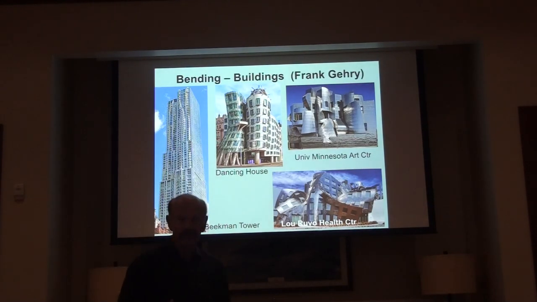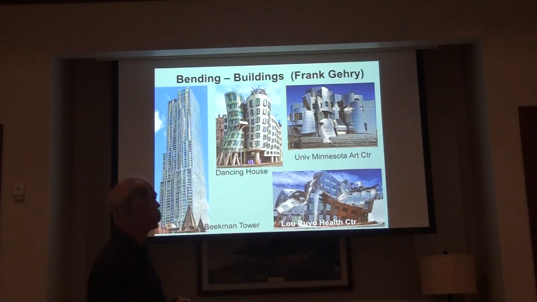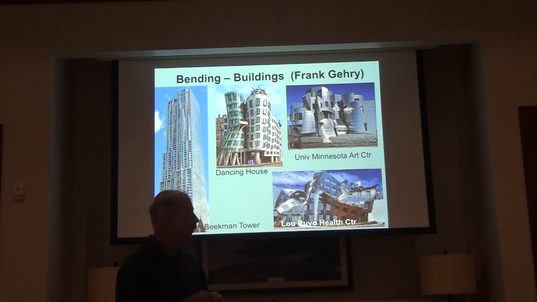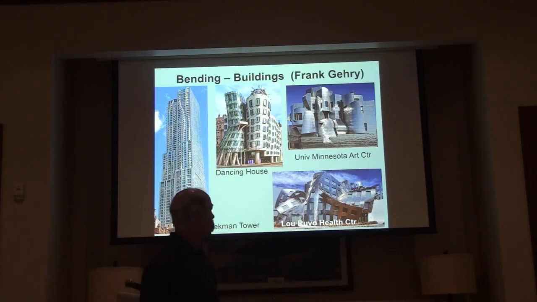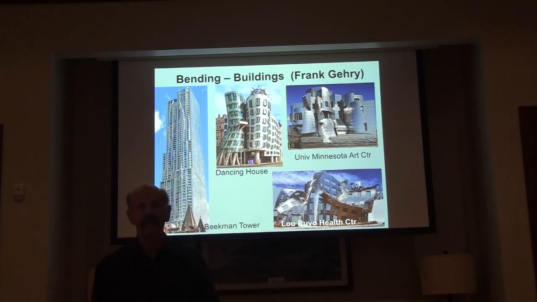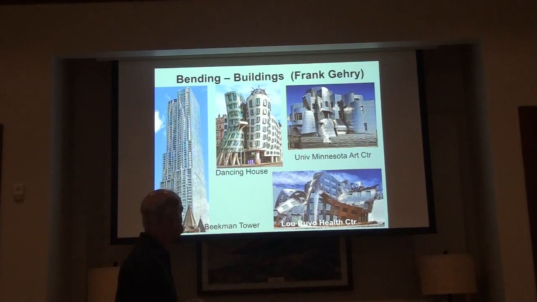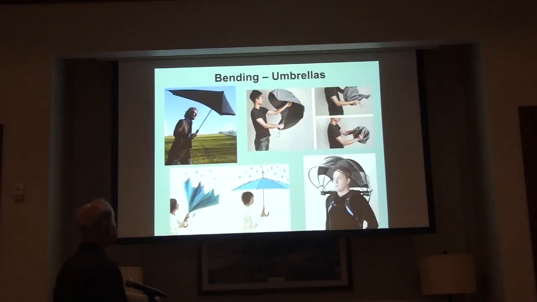One of our great benders is Frank Gehry, who has structures all over the world. I've shown some of them here. I've been in that University of Minnesota Art Center on the top right. It's a little confusing in there, but it's a beautiful structure. The Dancing House in Prague, the Beekman Tower in Manhattan, and the Lou Ruvo Health Center in Cleveland, all by Frank Gehry as a bender. And in terms of architecture, he's quite famous for these structures around the world.